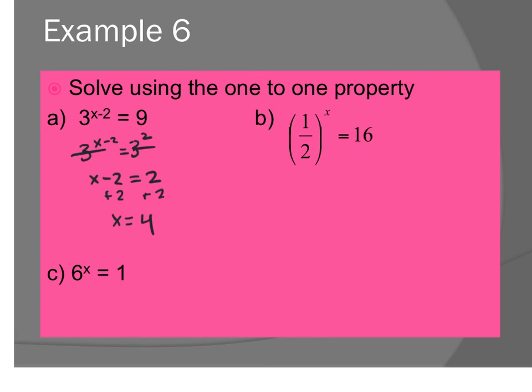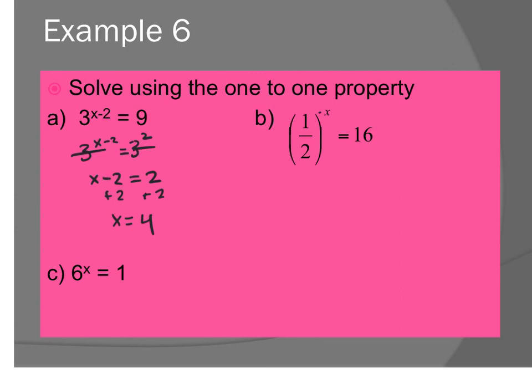Alright, let's take a look at b. What do you think we have to do for b? Where should we start? We need to make the bases equal to each other. Can we get our left side to be something other than a fraction? One person said that we should multiply both sides by 2, but we can't do that because we have an exponent here. We have to do the exponent first.